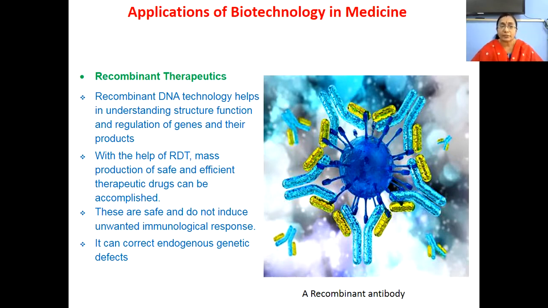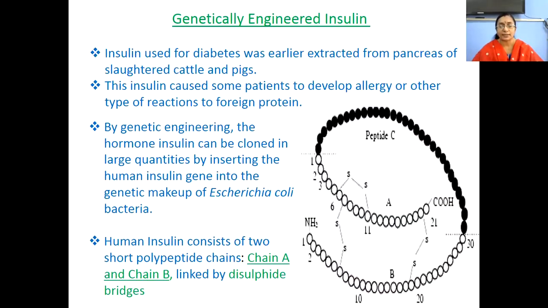So we can also produce large amounts of drugs in a very safe and efficient way without producing any immunological responses. Generally, when we take products from other animals, they will be foreign proteins, so our body may show an immunological response to these proteins. Without that, we will be able to use them, and they can also be used to correct gene defects. So now we will see two examples of the application of genetic engineering in medicine.